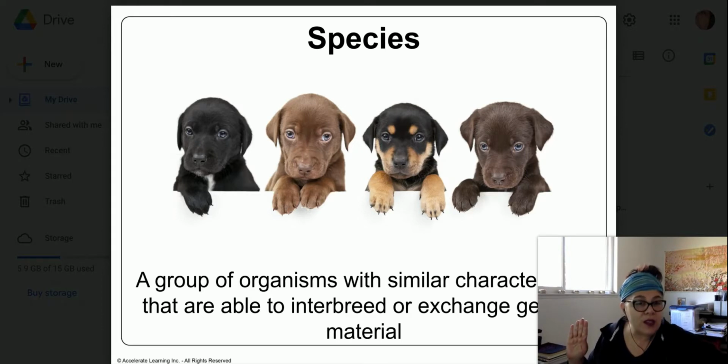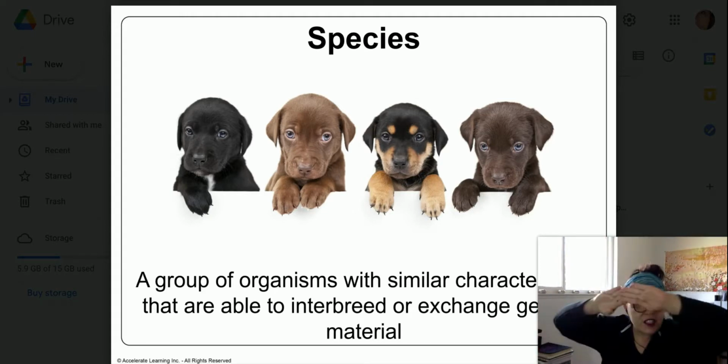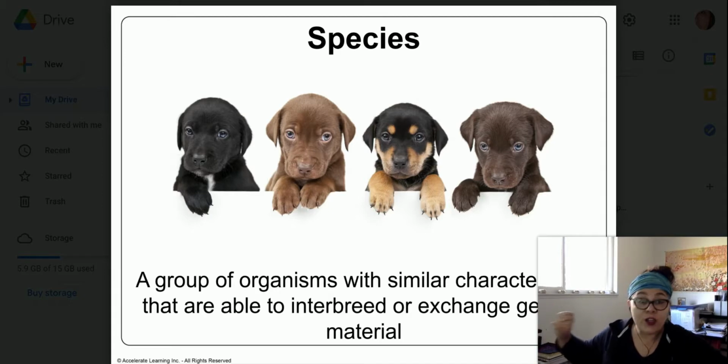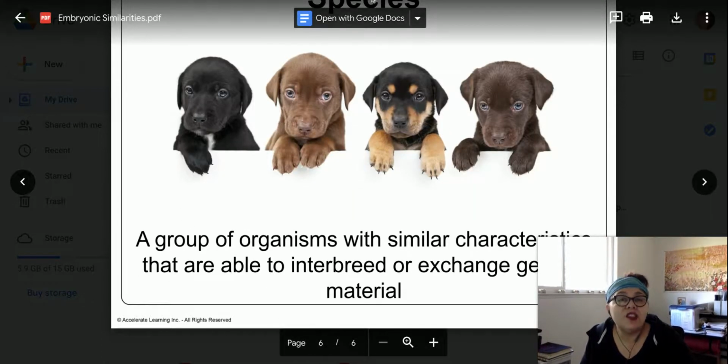We have some mice that live on one side of the hill and some other mice that live on this side of the hill. As long as every now and again one might meet up and have babies, they're still the same species, even if they can look completely different. But once they meet up and they can't have babies anymore, then they are no longer the same species and they become two separate species. And this is how species develop over time.